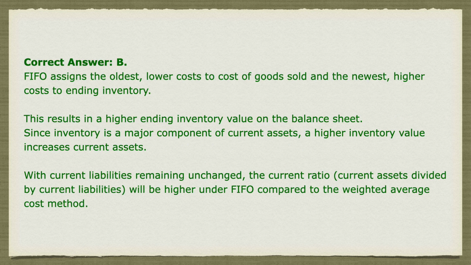Correct answer, B. FIFO assigns the oldest, lower cost to cost of goods sold and the newest, higher cost to ending inventory. This results in a higher ending inventory value on the balance sheet. Since inventory is a major component of current assets, a higher inventory value increases current assets. With current liabilities remaining unchanged, the current ratio, current assets divided by current liabilities, will be higher under FIFO compared to the weighted average cost method.